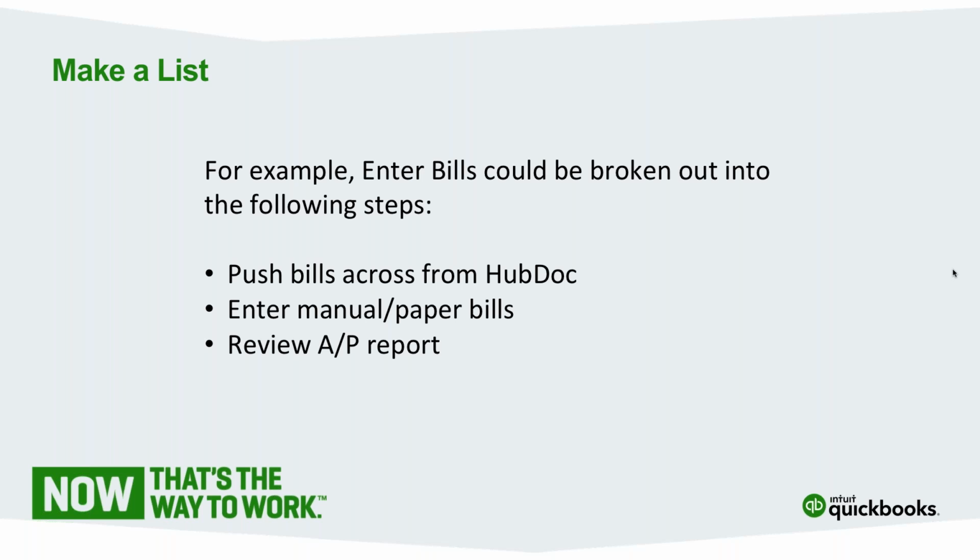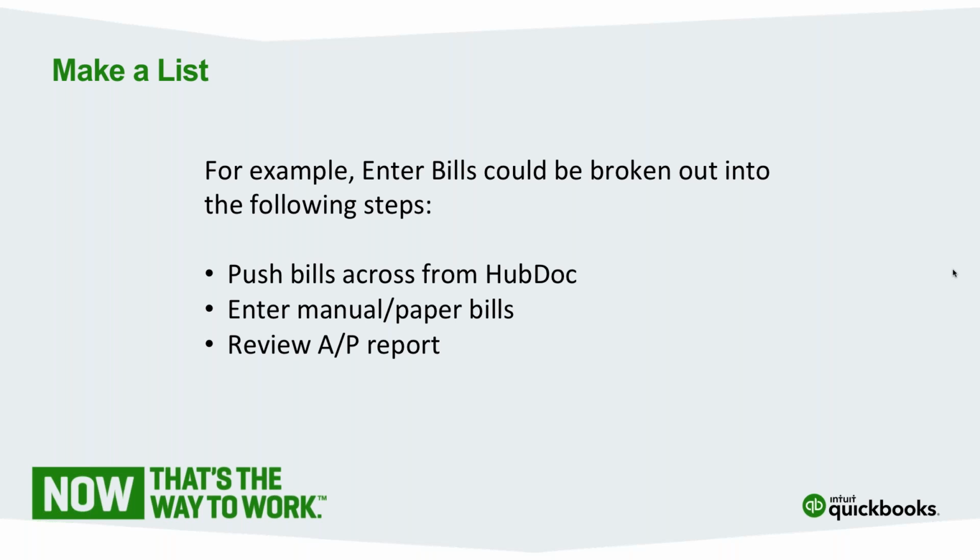And what you also want to do is create instructions as to what happens when something doesn't meet the criteria that's listed. So if you're pushing bills across from HubDoc and something can't be pushed across from HubDoc, then it moves to the next step, which is enter manually. So in the job costing example, what do you need to do with a bill that doesn't have a customer or job? You want to have a step in there for how you would handle the exceptions if it doesn't flow smoothly through all of these steps.